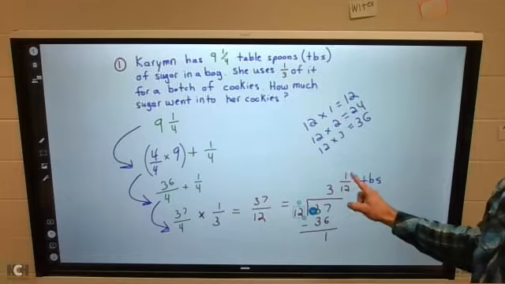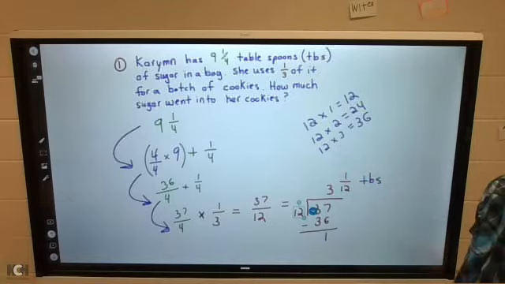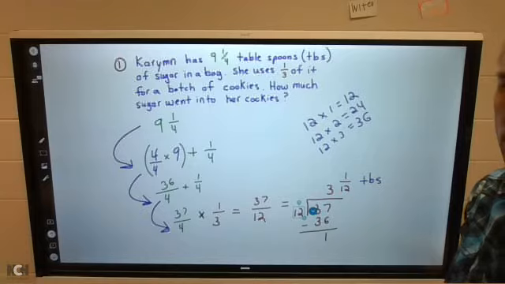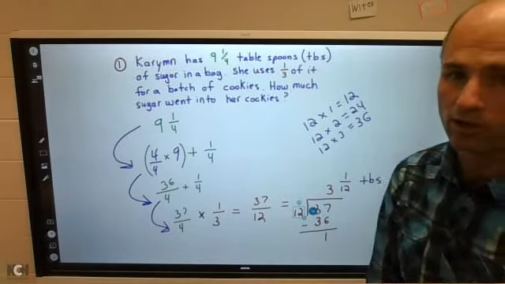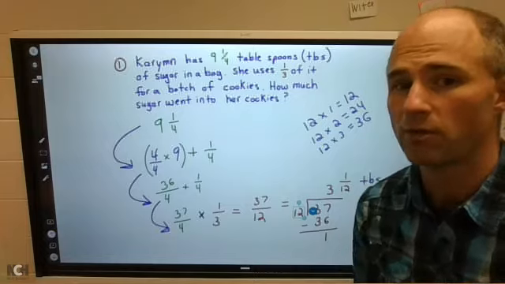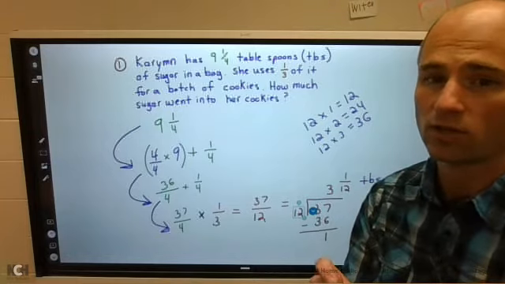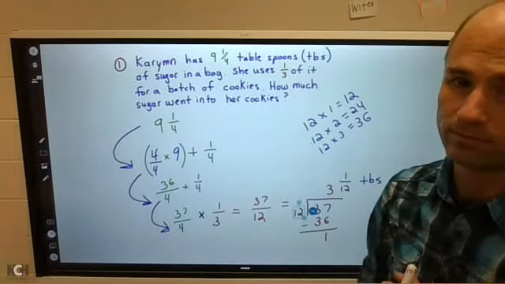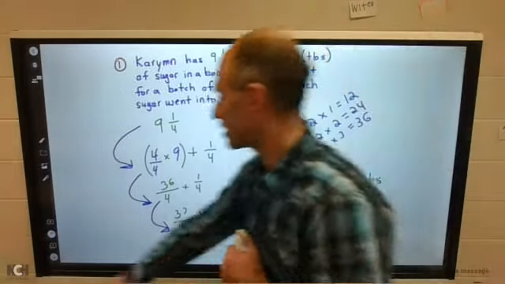1/12. So 3 1/12 tablespoons of sugar was used when baking cookies for Mr. Brislin. Well, I might have added that last part there. But if you decide to bake Mr. Brislin cookies, I love any cookies, but I'll take chocolate chip. They're my favorite. All right, let's move on to the next problem.